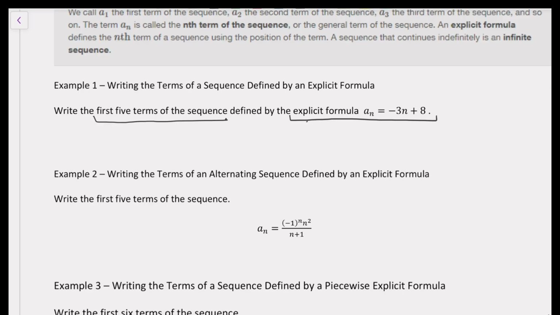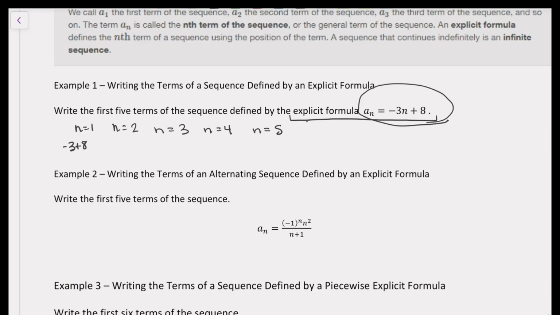First things first, we're going to have the term. So when we are on the first term, we're going to say n is a 1. When we are on the second term, n is a 2. Third, fourth, fifth. Okay, so looking at this formula, when n is a 1, we will have a -3 plus 8.